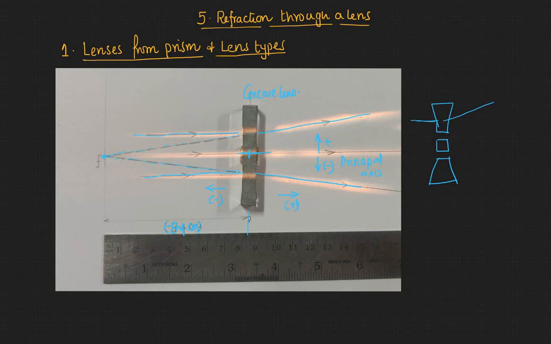So I hope you enjoyed this video. You understood the difference between a concave and a convex lens, and why lenses are an approximation of a prism.